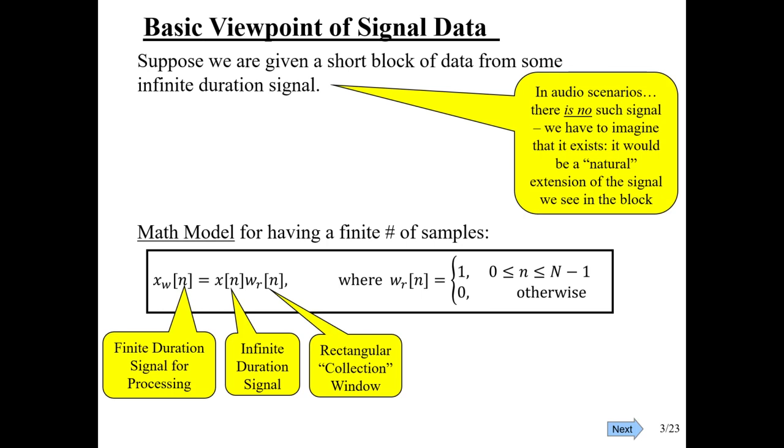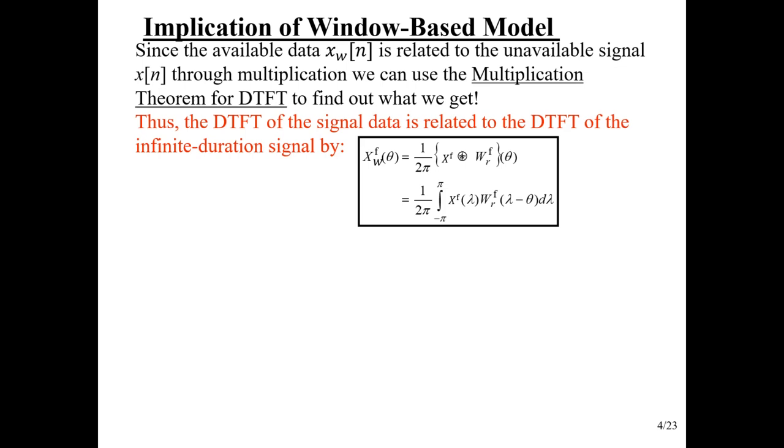We apply a rectangular window to some infinite duration signal. We don't really have to do that multiplication. When it's a rectangular window, it's just the effect of collecting. But if we're going to use some other shape of window, then after we collect with the rectangular window, we multiply by some non-rectangular window to get the applied window shape that we want to use. And we'll talk more about that in upcoming slides. So here's the implication of that.